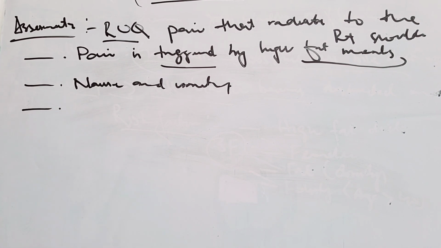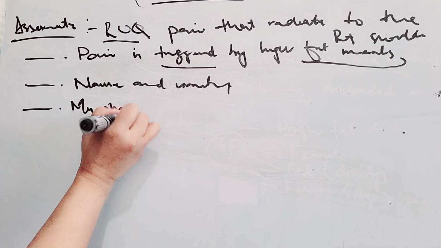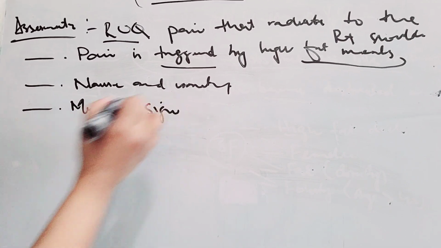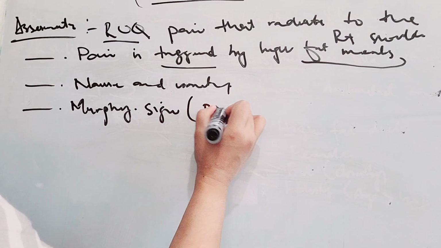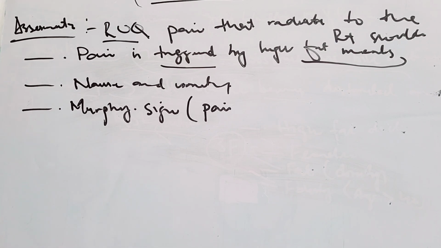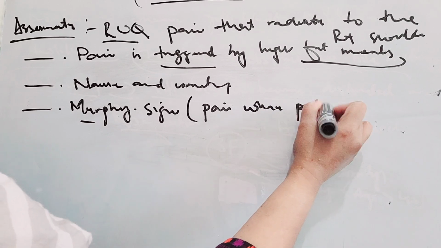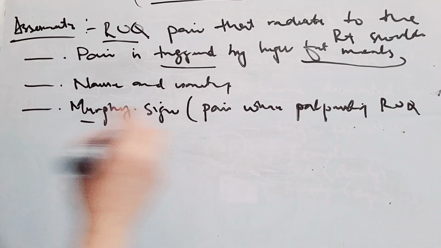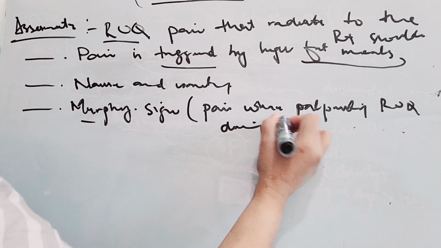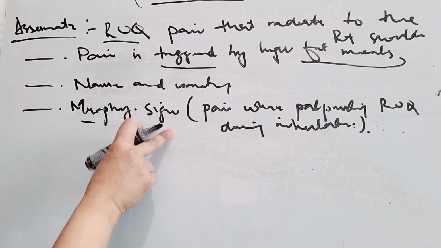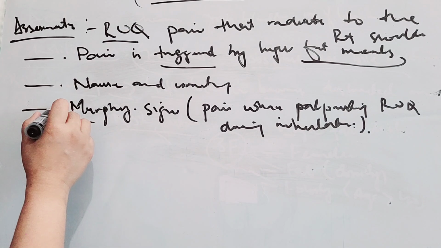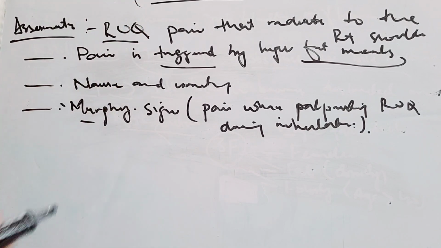Very important: Murphy sign. Murphy sign means pain when palpating the right upper quadrant during inhalation. Once the doctor palpates the right upper quadrant during inhalation, the patient will feel sudden pain. That is Murphy sign. This is the most important sign of cholecystitis.